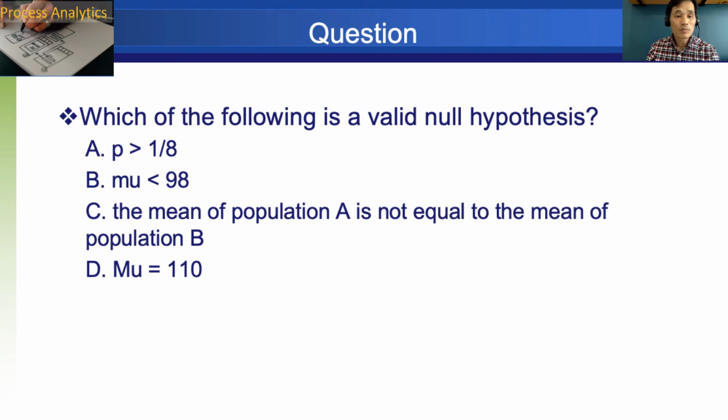The answer is D, mu is 110. This is a one sample mean test. And C is pretty close. However, it's not valid in this case. And B is mu is less than 98. Usually, null hypothesis includes an equal sign. So if you don't have an equal sign in the statement, that means it goes to the alternative hypothesis. That's why B is not the answer. So the answer is D.